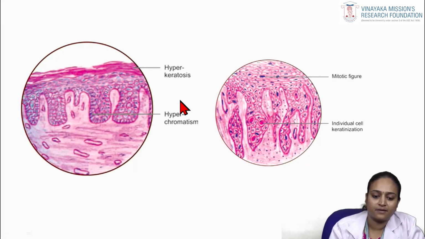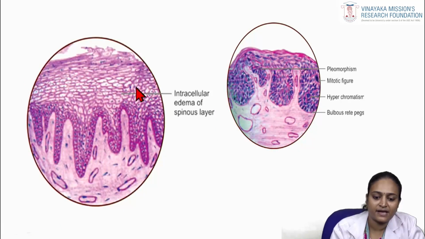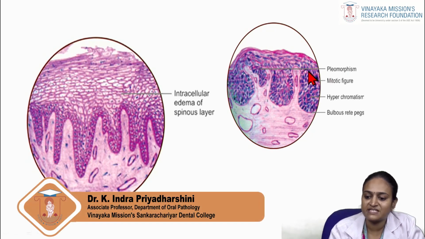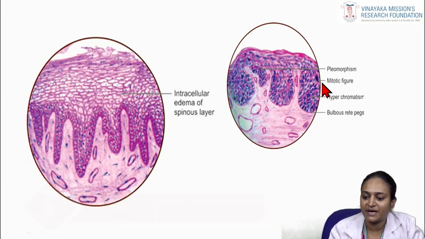So this is the epithelium which has hyperkeratosis and hyperchromatism. Here you can see, in the severe cases, the mitotic figures and individual cell keratinization. You can see the pink color keratinization, that is eosinophilic keratinization. This is intercellular edema that can be seen in the spinous layer. For better understanding, I have added the schematic diagram of epithelial leukoplakia pictures. Here you can see the pleomorphism and here you can see the mitotic figures.